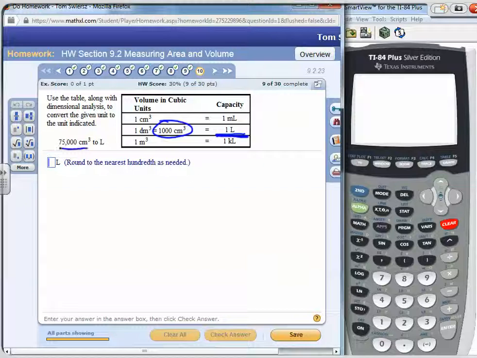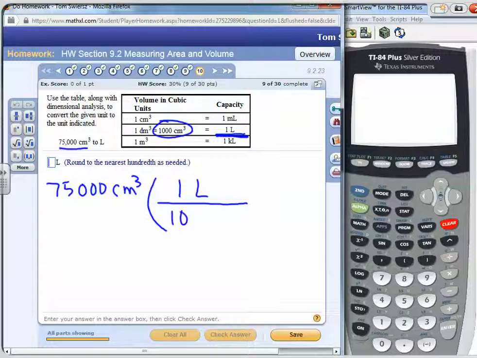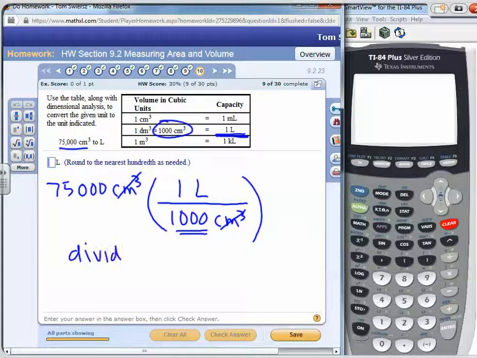So again, write down the given amount, 75,000 cubic centimeters. Dimensional analysis: we want to convert to liters. So capital L is a liter. For every 1 liter, there is 1,000 cubic centimeters. So then the cubic centimeters cancel. The 1,000 is in the denominator, so we're going to divide. And I guess we could do this in our head. 75,000 divided by 1,000 is 75, isn't it?